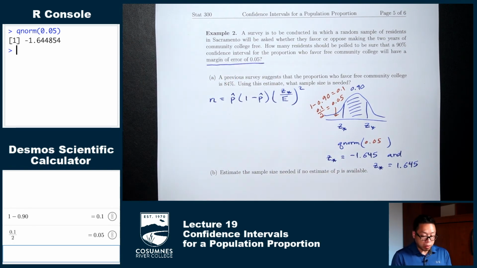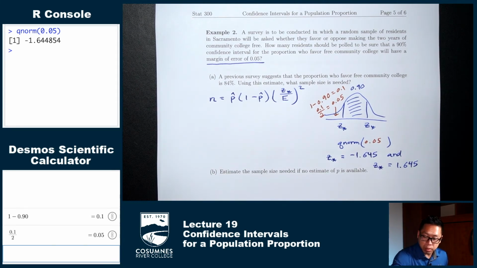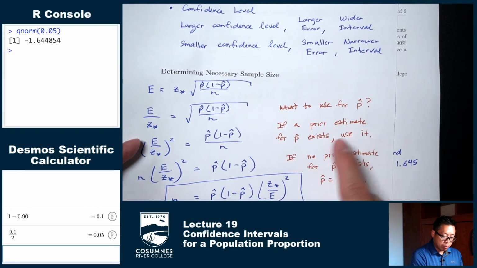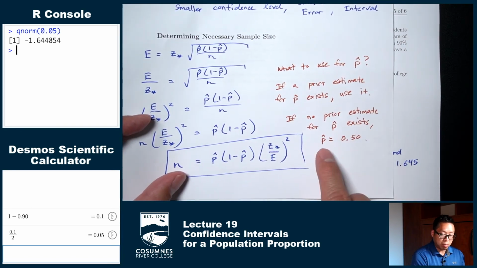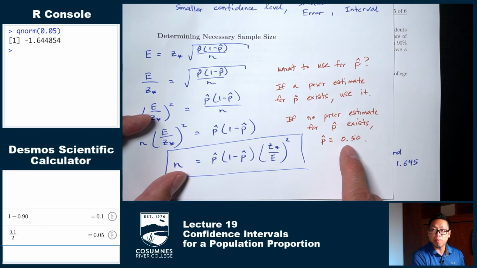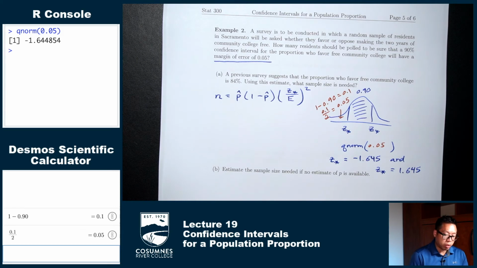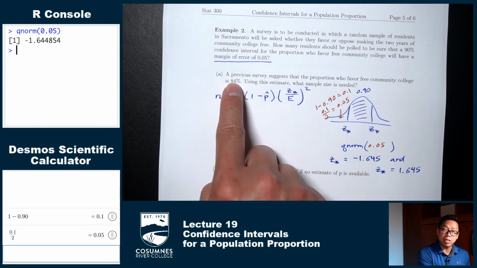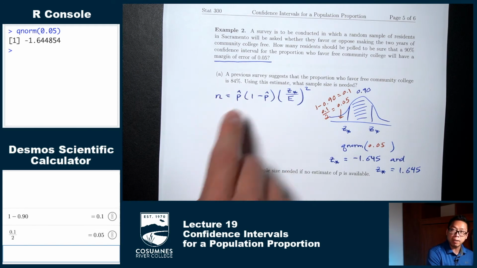And then finally, what do we use for p-hat? So let's go back to the formula for sample size. What to use for p-hat? If a prior estimate for p-hat exists, use it. If no prior estimate for p-hat exists, we're going to use p-hat 0.50. So part A says a previous survey suggests that the proportion who favor free community college is 84%. So we are given here a prior estimate for p-hat. So since we have a prior estimate, we're going to use 84% for the p-hat.